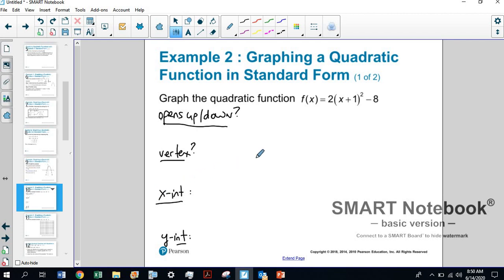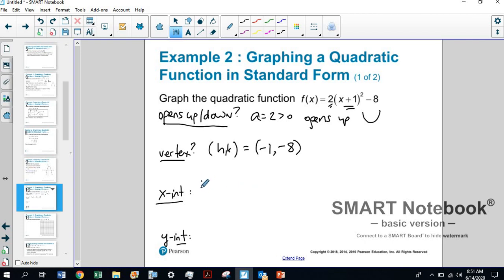Okay, so what tells you whether it opens up or down? This number right here is A. A is equal to 2. 2 is greater than 0, and so that means it opens up. So our parabola is going to look something like that. Okay. The vertex is H, K. Well, H is the number subtracted from X here. Since it's added, H is equal to negative 1. And then this is a minus as well, so you get minus 8 for your K.